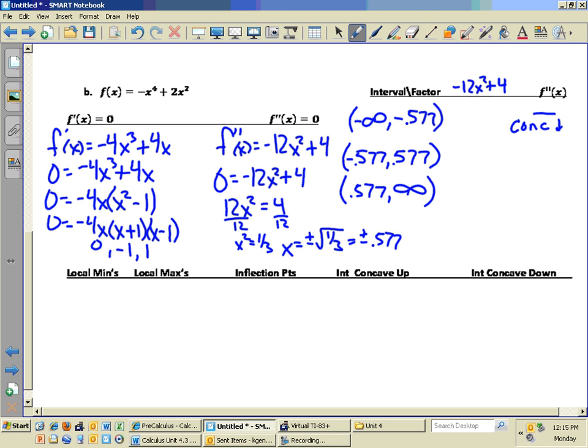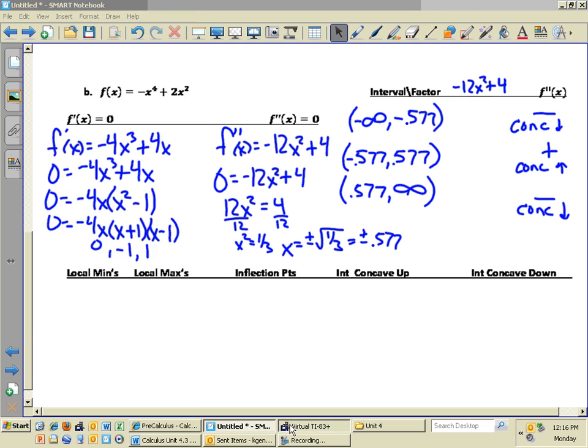What number would you like to plug in here? 0. And you get positive. So that means it's concave up. And this last point, if you plug in a positive 1, you get a negative result, which means it's concave down. So it does look like we have inflection points that do exist, and concavity does change. Okay? Concavity does change.